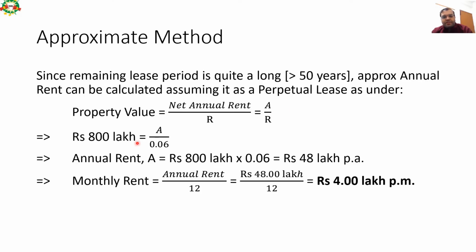So 800 lakhs is equal to A divided by yield, or R, or capitalization rate, which is the same thing. So annual rent is 800 lakhs into yield or capitalization rate or R, 0.06. All these terminologies are the same thing, right? So 48 lakh rupees per annum is the annual rent through the approximation method. So monthly rent will be 48 lakh divided by 12, which is 4 lakhs per month.